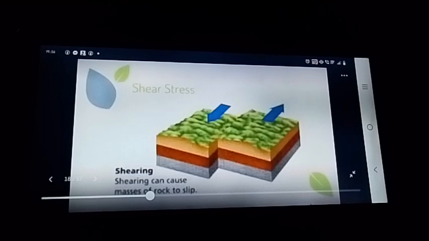Shear stress is the primary force that creates fault zones, which are the fractures in the Earth's crust where rocks are moved past each other. These fault zones can be miles long and are often the sites of earthquakes. So, shear stress is a sliding force that causes rocks to deform and break, and it's a key factor in the formation of earthquakes and fault zones.